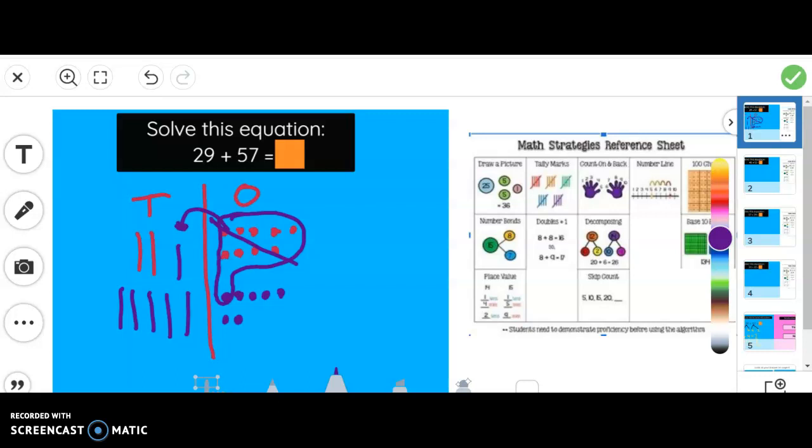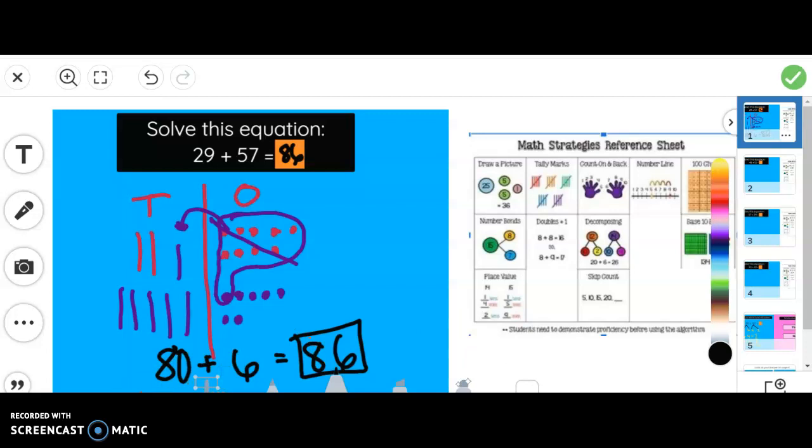Now I can see how many ones I have left. I see I have 6 ones left. 1, 2, 3, 4, 5, 6. Let's see how many tens we have. 10, 20, 30, 40, 50, 60, 70, 80. When I put it together, I get 80 and 6, which makes 86. So my answer would be 86.